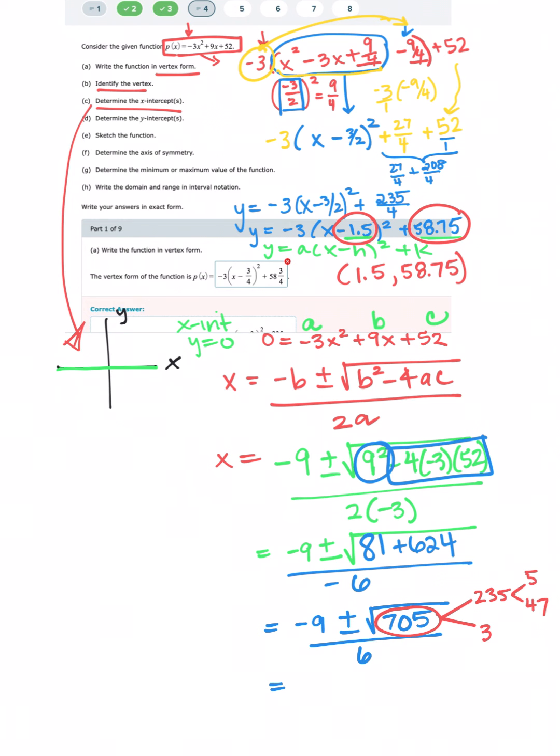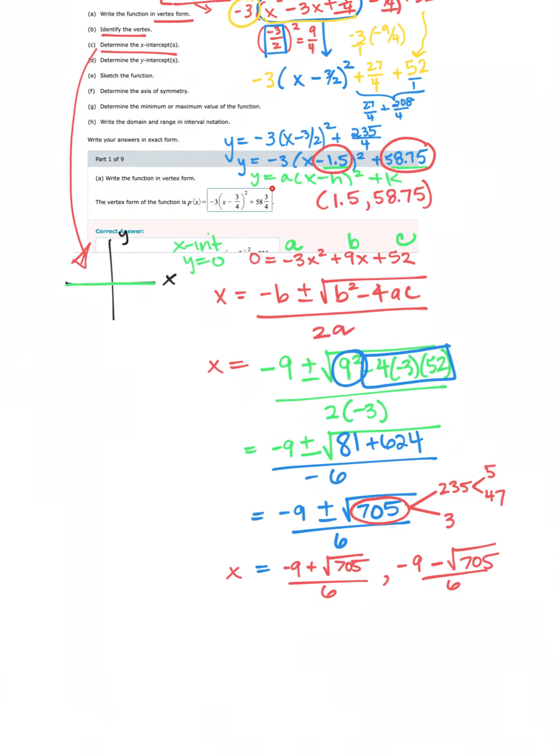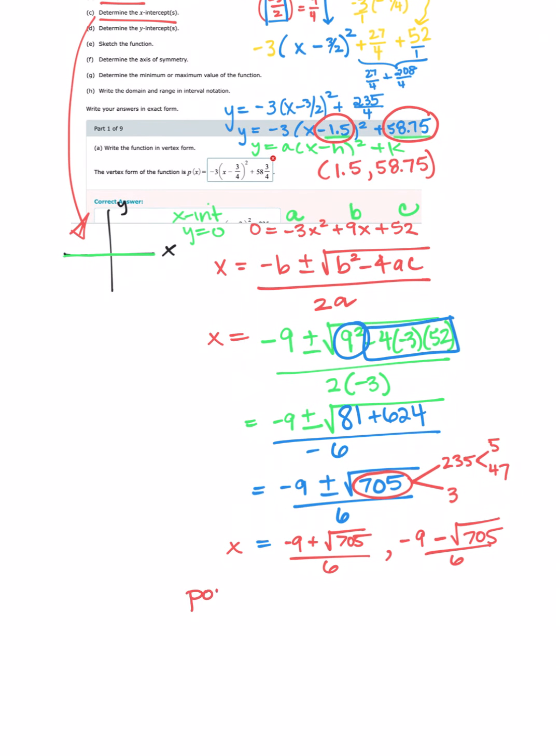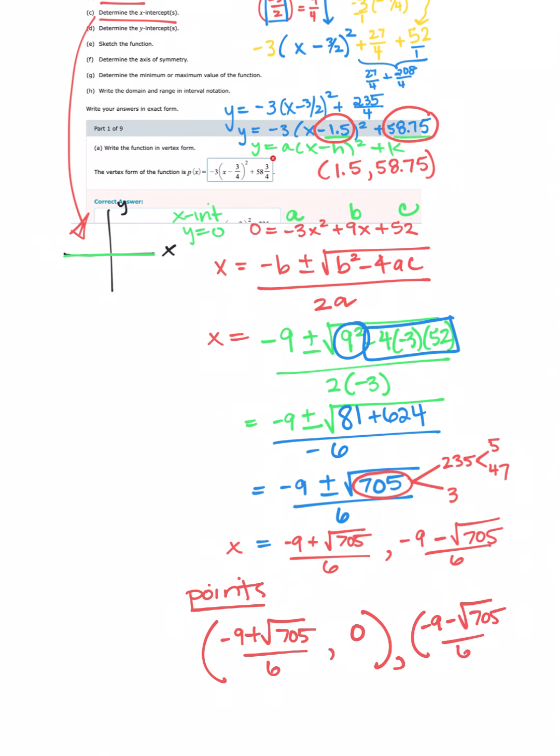So my x-intercepts then are going to be -9 plus the square root of 705 over 6. And we have -9 minus the square root of 705 over 6. And so those are the actual x values. If they want you to write them as the points, so pay attention to what it's asking you for, we could write the coordinates. So again, it's just the x values written as those kind of not nice radicals. And make sure you put a comma in there: -9 minus square root of 705 over 6, comma 0.